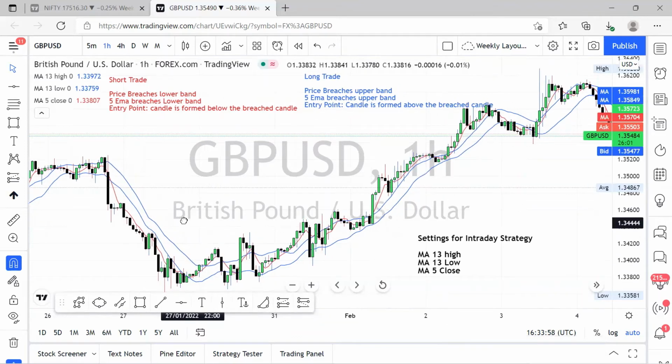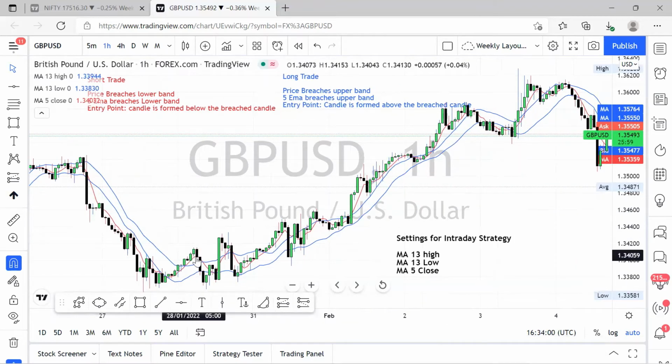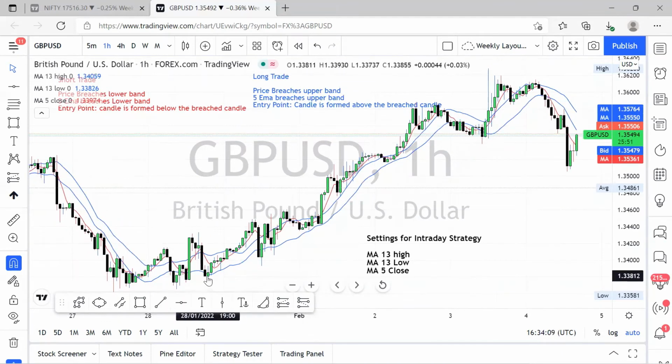Okay, so now let's try it again. So price breached to the lower side. Okay, you didn't get a confirmation here. Okay, so we'll try it again. So price breaches the top band. The EMA 5 is also breached, and you've also got a confirmation candle, so you've got a bullish run there.